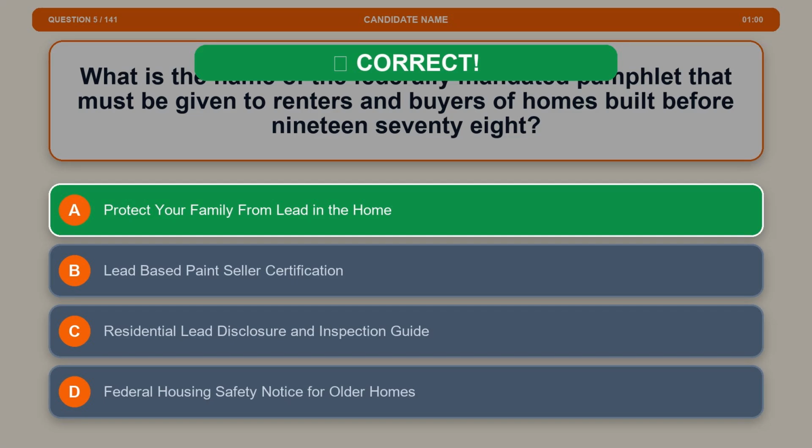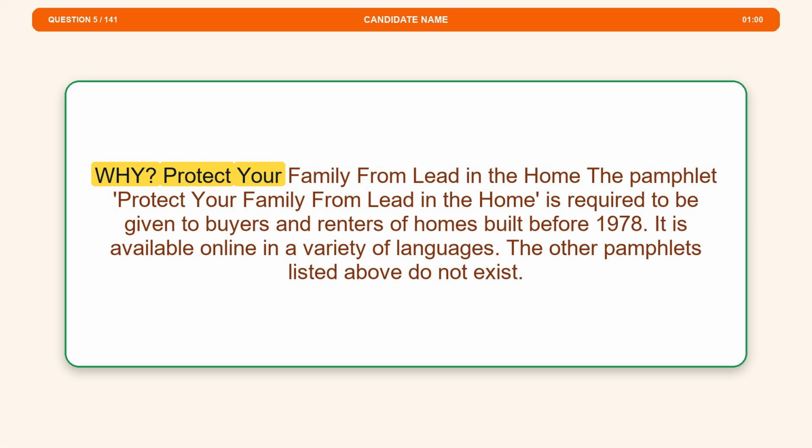The correct answer is option A. Protect your family from lead in the home. It is required to be given to buyers and renters of homes built before 1978. It is available online in a variety of languages. The other pamphlets listed above do not exist.